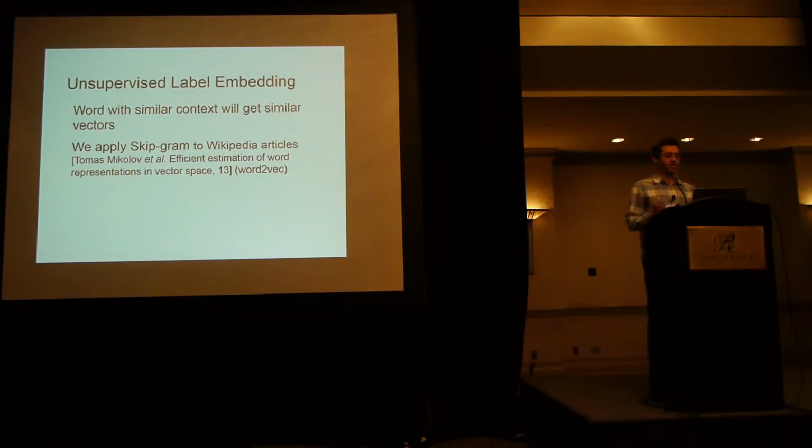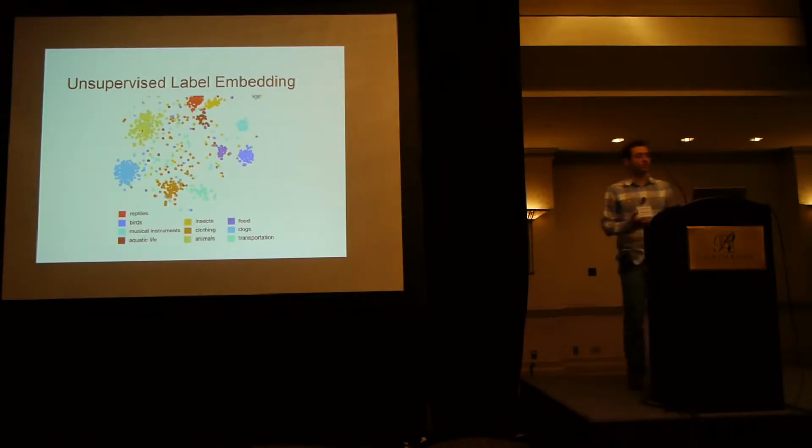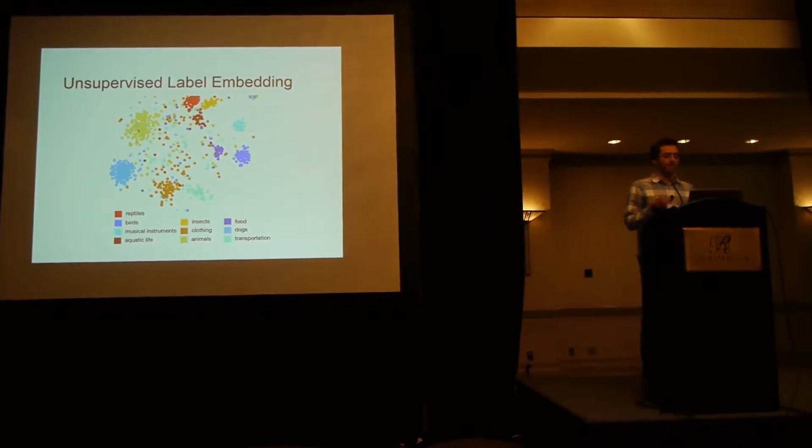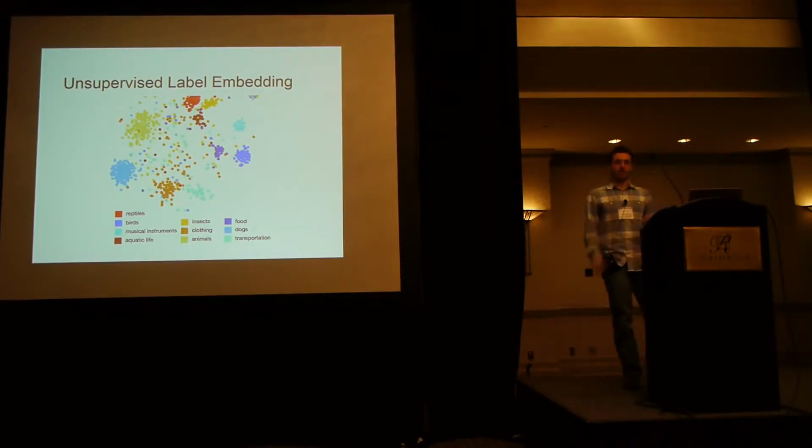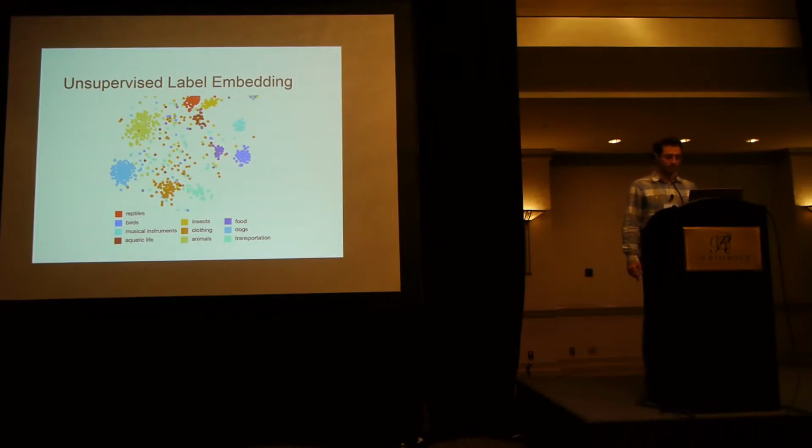The idea is that words with similar context will get mapped to similar vectors in the semantic space. And as a sanity check, we just visualize labels from ImageNet, and we see that images corresponding to different types of bears, different types of clothing, and different musical instruments, for example, cluster nicely in this space. This is a 2D t-SNE visualization of the 500-dimensional vectors corresponding to each label.